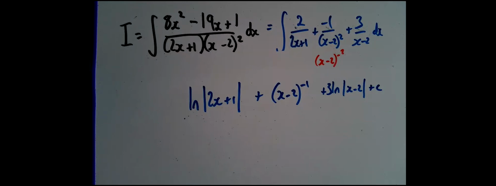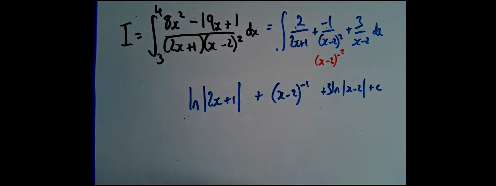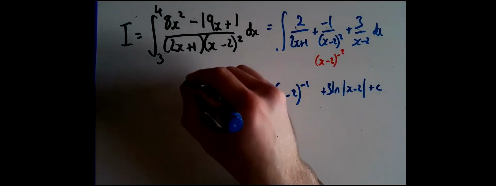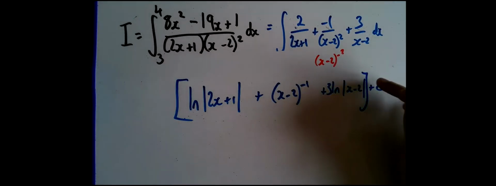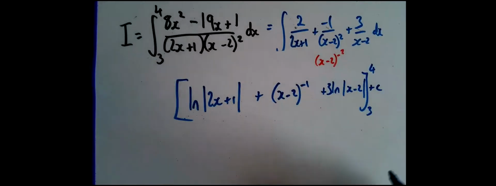Okay, let's just quickly look at what would happen. I'm trying to think of a nice number now. What would happen if there were limits on this? What would happen if there was a 3 and a 4 on there? If that was the case, we put square brackets. I would need a plus c, because that would just cancel out, put 3 and 4.